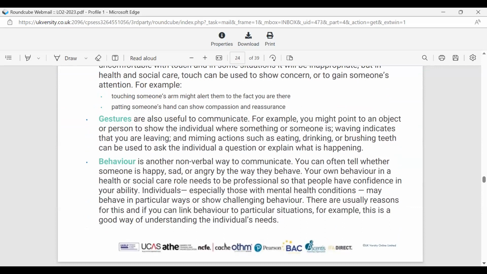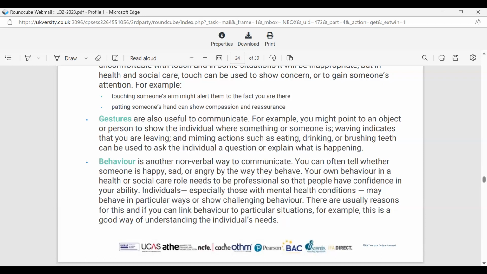Gestures are also useful to communicate. For example, you might point to an object or person to show the individual where something or someone is. Waving indicates that you are leaving, and miming actions such as eating, drinking, or brushing teeth can be used to ask the individual a question or explain what is happening.